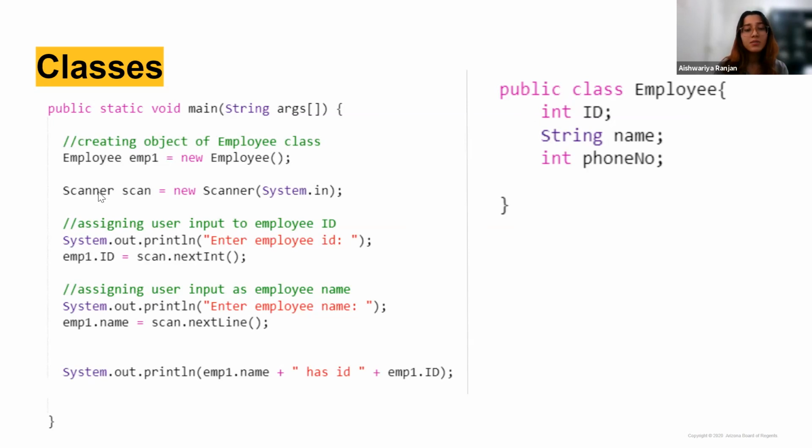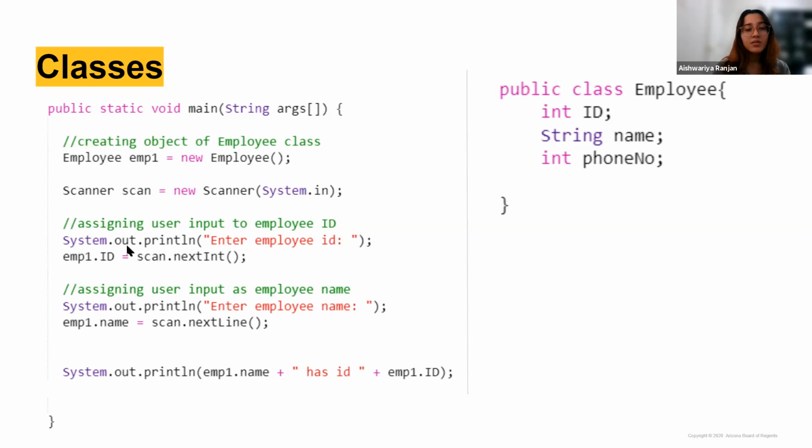Now I'm making a Scanner object. Scanner is a predefined class in Java. This is basically the same as what I'm doing over here, right? Employee employee1 equals new Employee, Scanner scan equals new Scanner. So we're creating a Scanner object here. It's the same thing.